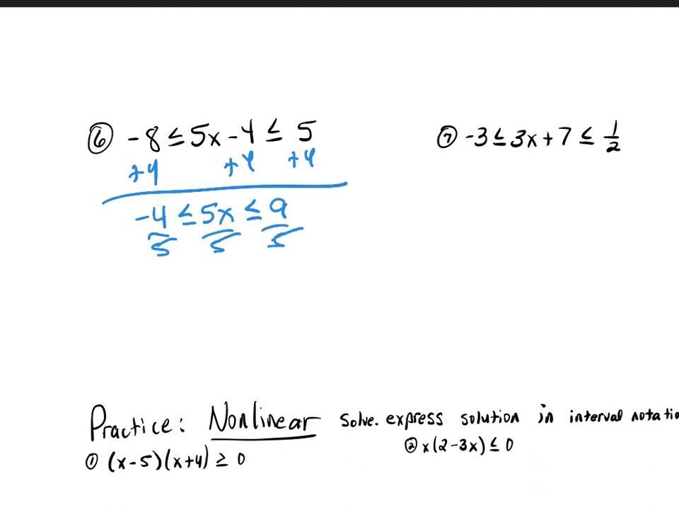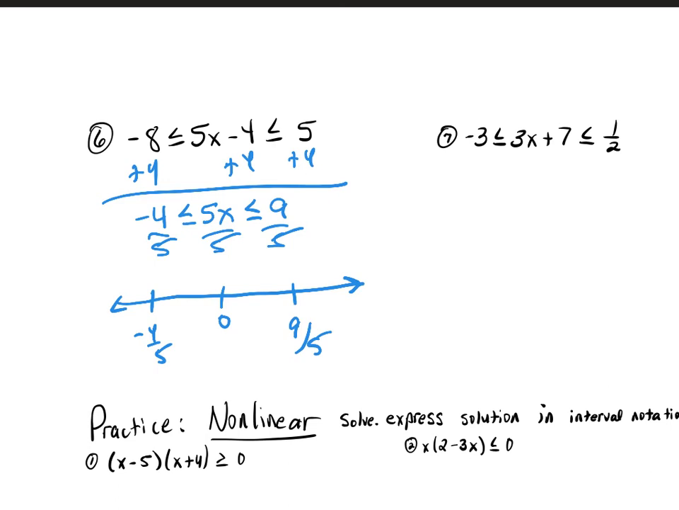Everything's not always going to come out nice and pretty, and that's okay. So on this graph, I have 0. Where is -4/5 going to go in regards to 0? To the left. Good. So -4/5 is over here. And where is +9/5? To the right. Good.